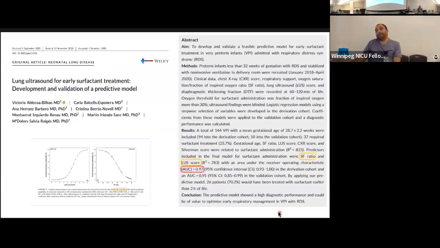And I actually found a similar approach, relying on the SF ratio and the lung ultrasound, stratified based on the gestational age. One of the pieces of evidence they raised is this use of lung ultrasound for early surfactant. And they found that using the SF ratio with the lung ultrasound score increased the AUC, if we remember the lung ultrasound, from 0.88 to 0.97.